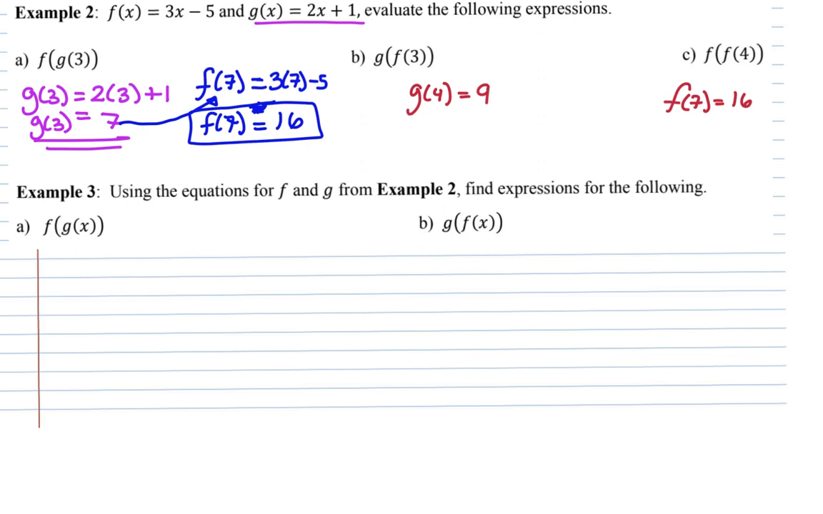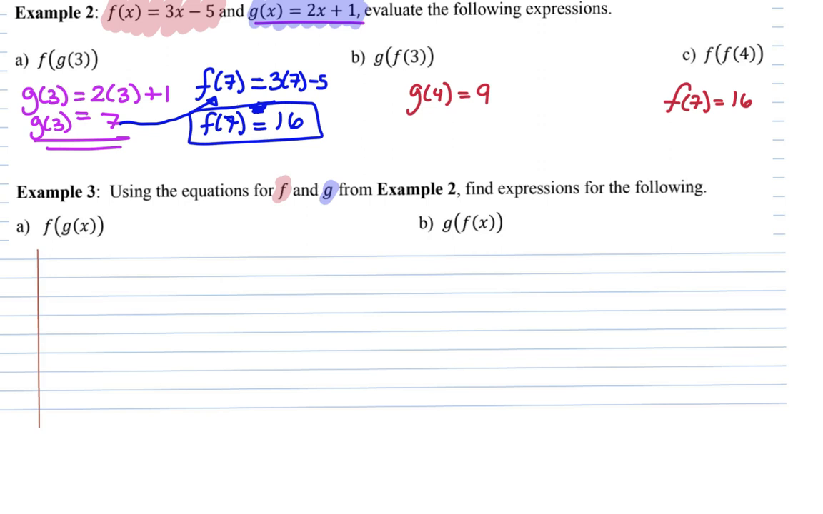We have example 3. I will do A, you can do B, and you can check your answer. So if you notice, they're asking us to use the same equation from the top. So this is my f function, and this is my g function that I'm going to be using for these right here. Okay, so now they don't give us an actual value. So if you notice, they don't give us an actual value for g. So that means we are going to get this g function, this one right here, and we're going to substitute it into the f function.